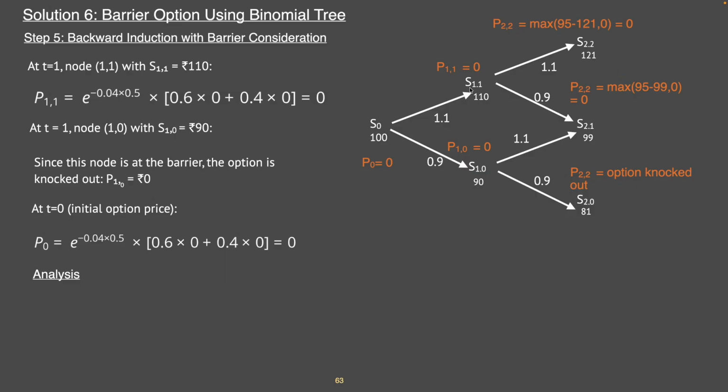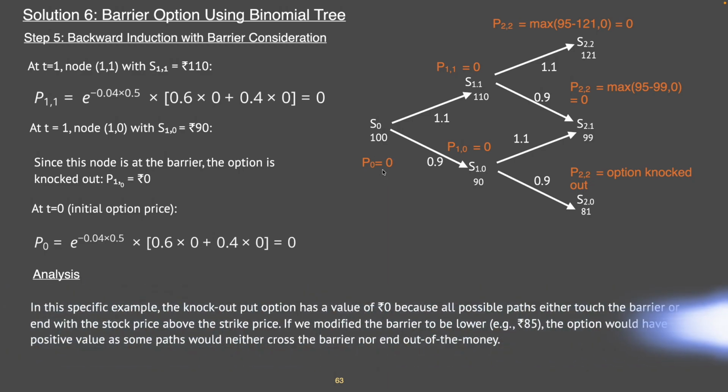Similarly here, S11, the stock price at this node, is 110, which is greater than the strike price of 95 for a European put option. Hence, the option value will be 0. Here at S10, the stock price is 90, which is equal to the barrier value. Hence, the option gets knocked out. Here also, the initial stock price is 100, which is greater than the strike price of 95 for a European put option, so the value of the option has to be 0, obviously, because the option has to expire worthless at that particular point of time.